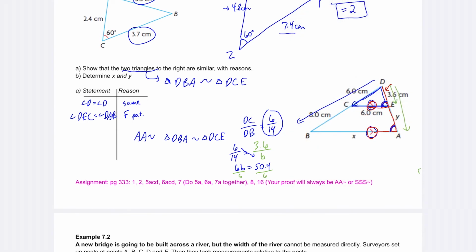We can take both sides here and divide by 6. And that will give us B equals 50.4 divided by 6, which is 8.4. So this length right here is 8.4 centimeters. I went with a pretty difficult question right away, but if you want to know what y is, then, well, y is only this short section here, so it's 8.4 minus 3.6. So therefore y is 4.8 centimeters. Did not give a lot of space for this, did I?